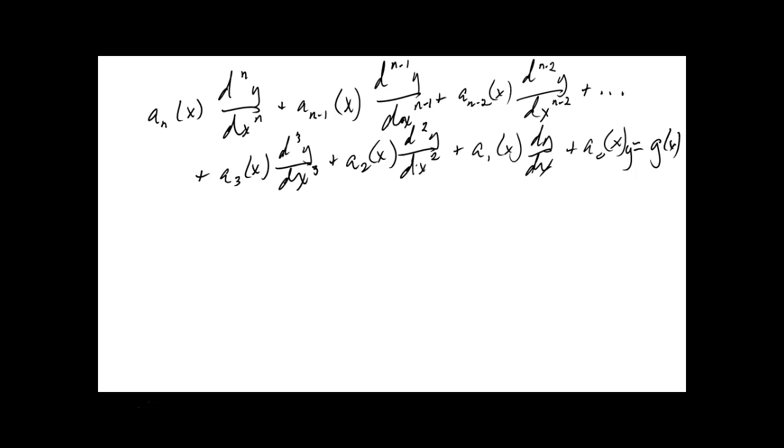Nor can there be any cross products with y's, like a sub n of x times y times the fourth derivative. You can't have that in here or anything else. The only place y shows up is in its derivative or in the function itself, and there it's only to the first power, and there's only one of them per term. All the coefficients here are actually coefficient functions of x, but x alone, because if you had a y in there, then y's would be mixed up with the derivatives.